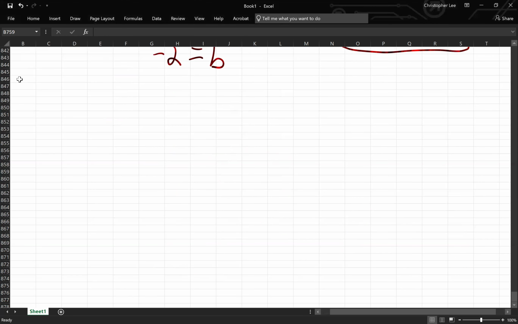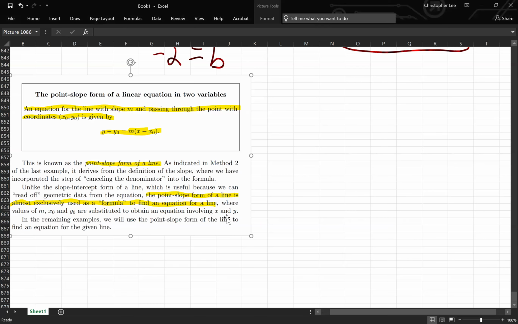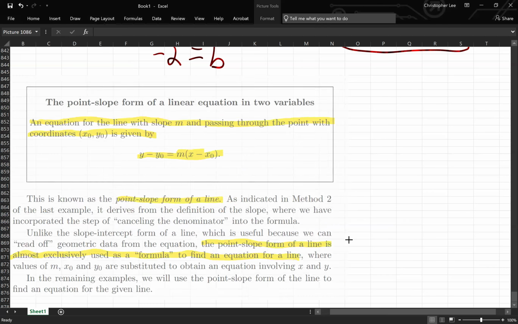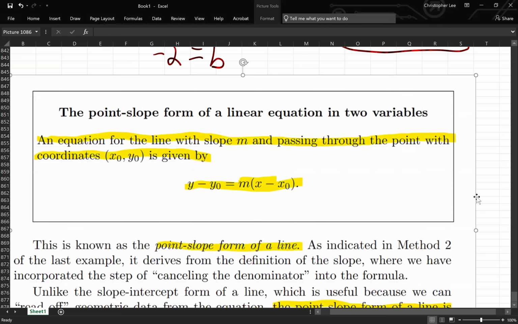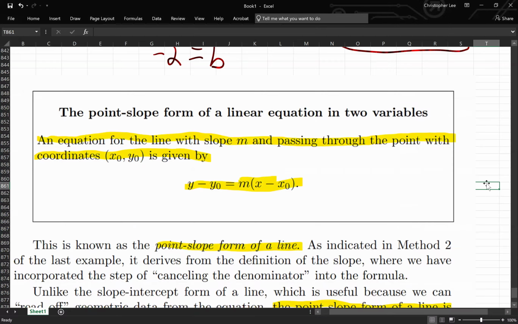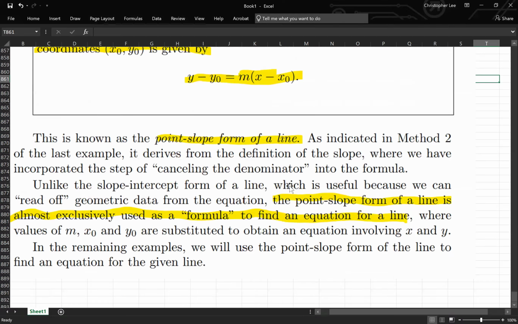Just want to cover this real quick, right? The vocabulary word is called the point slope formula, right? For a linear equation of two variables, an equation for a line with slope m passing through the point with coordinates x naught, y naught is given by y minus y naught equals m times x minus x naught, right? This is known as the point slope formula of the line.